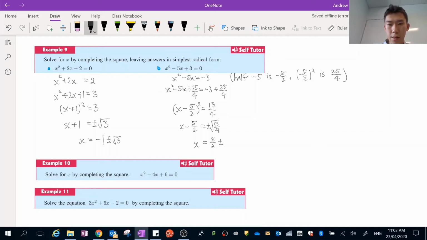We can actually simplify that. So I'll write it like this first. And then remember when we square root a fraction, we can square root the numerator and square root the denominator. So whenever you can do that and make the answer look a bit neater, you can. Oh, and then now I see that my denominators are the same, so I can actually keep going. So this will be 5 plus or minus root 13 over 2. Alright, there's my solution to example 9b.